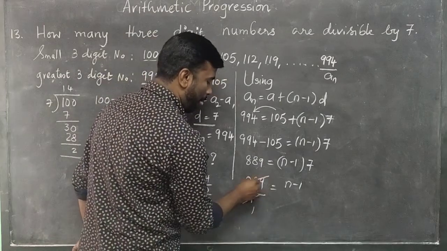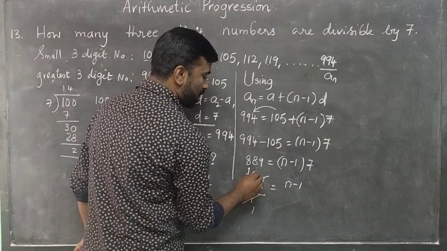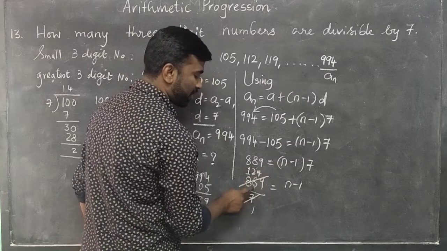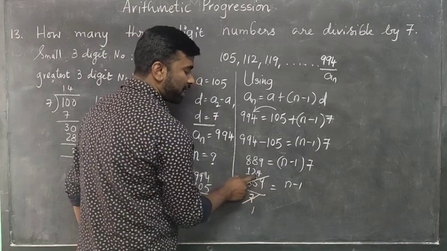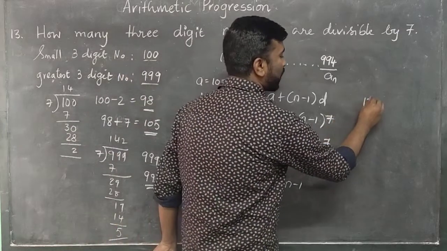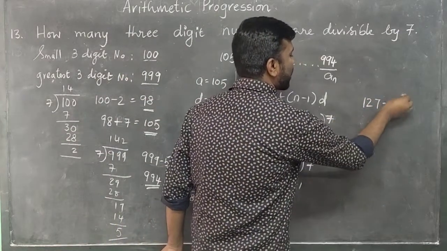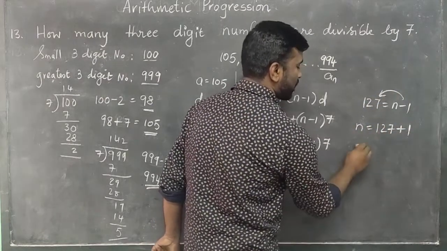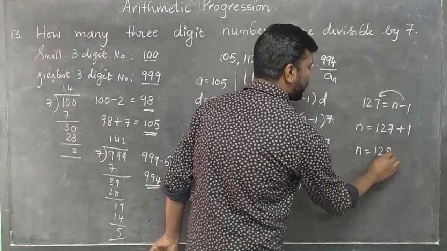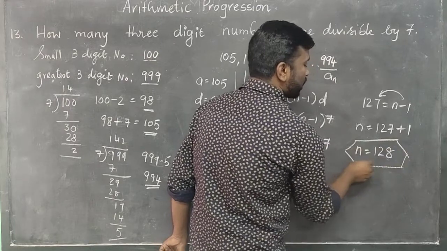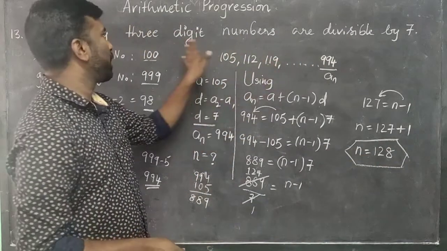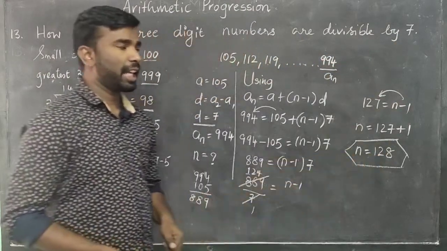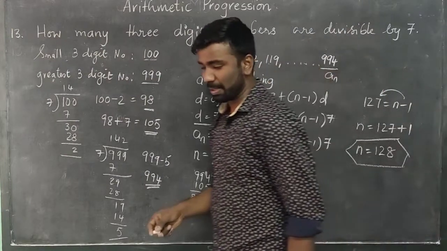Now 7 ones are 7, then we get 7 twos are 14, then we get 49. 7 sevens are 49. Dividing 889 by 7, we get 127. Therefore 127 equals n minus 1. Now shift this minus 1 to LHS, we get n equals 127 plus 1. So therefore n equals 128. The number of 3-digit numbers which are divisible by 7 is 128.